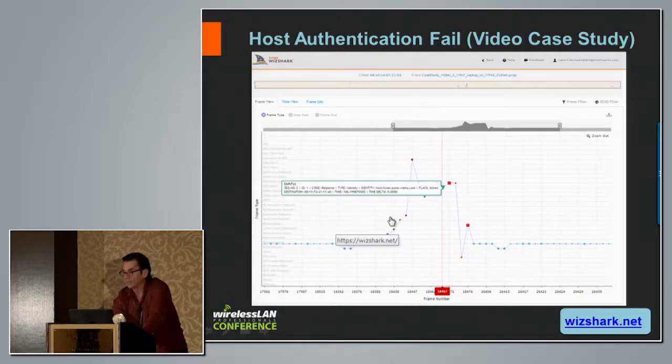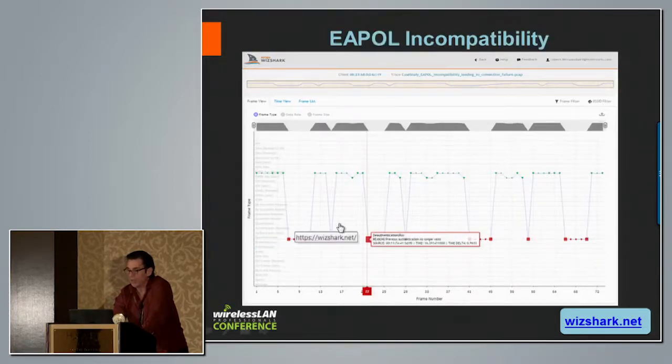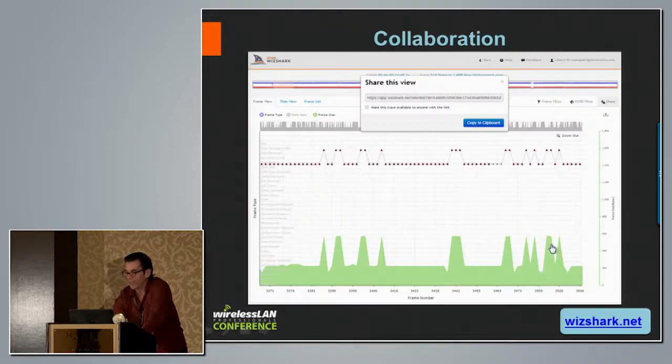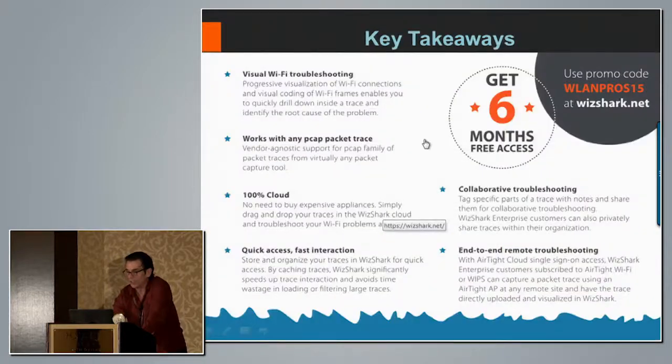This is actually a snippet of the video case study. So in the tool itself, when you log on to WizShark, there's a video, and you can go through that. It shows where, in this particular one, the client is trying to host authenticate when RADIUS is set up for user authentication. So you can see that here, where it's basically trying to authenticate its host, and I invite you to go through that video. Here's another one where it's an EAPOL incompatibility, and we can see that pattern here with the deauthentications down below. And we already talked about the share.